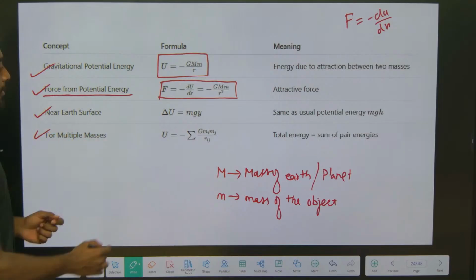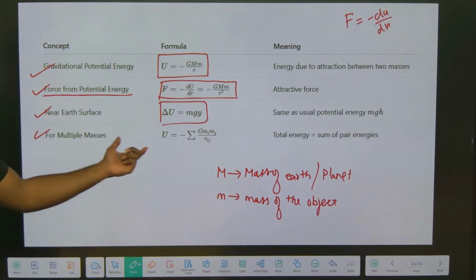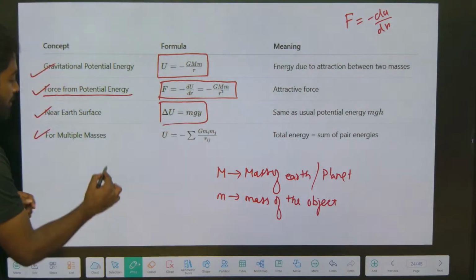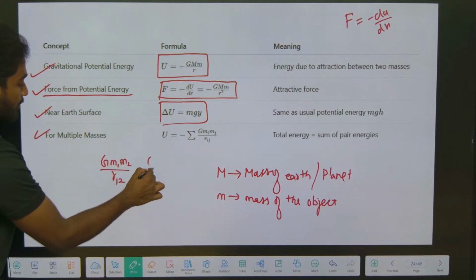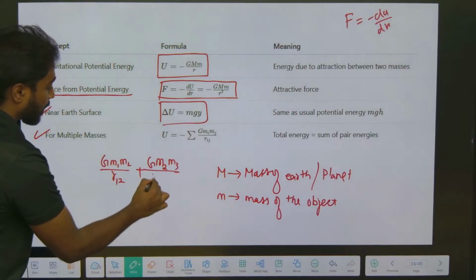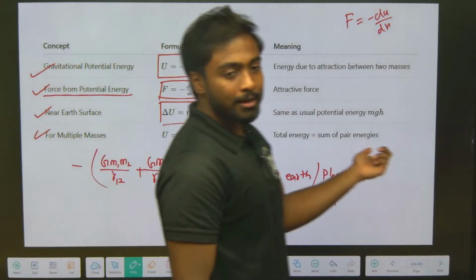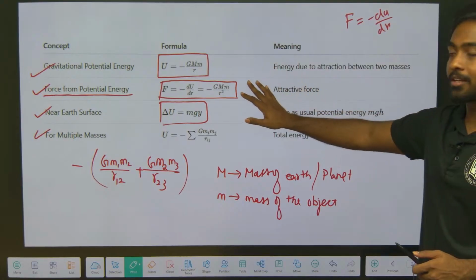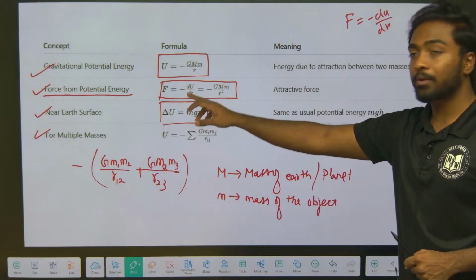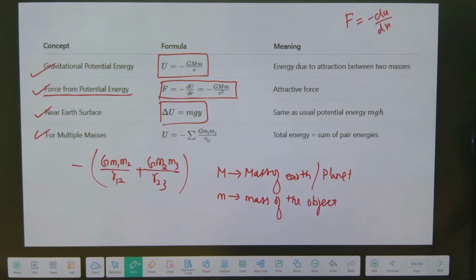Now near the earth's surface, the potential energy formula is mgh. For multiple masses, I can keep on adding, for example -G m1 m2/r12 plus G m2 m3/r23, and so on. This is how we add the potential energy in every case. So this is the basic concept of gravitational potential energy, force from potential energy, near the earth's surface, and for multiple masses. You can take a note of this and we'll go for the next one.